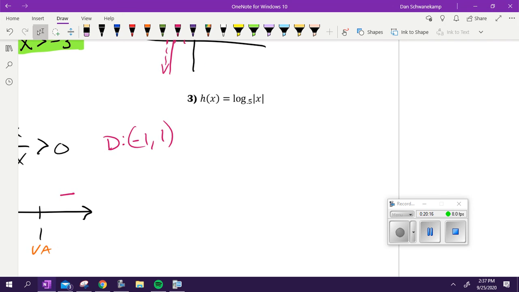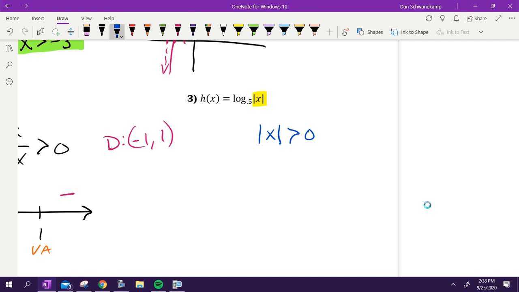Last one. Log base 0.5 of absolute value of x. That's my argument. So my argument has to be greater than 0. If my argument needs to be greater than 0, talk with your neighbor. Decide what do you think your domain is going to be.